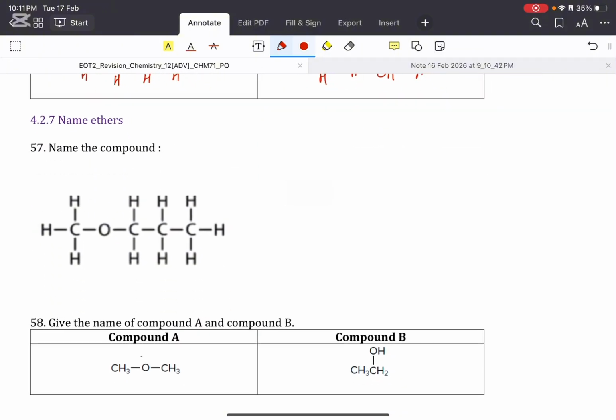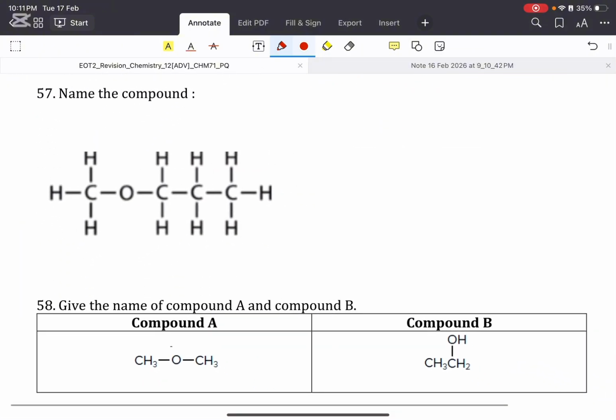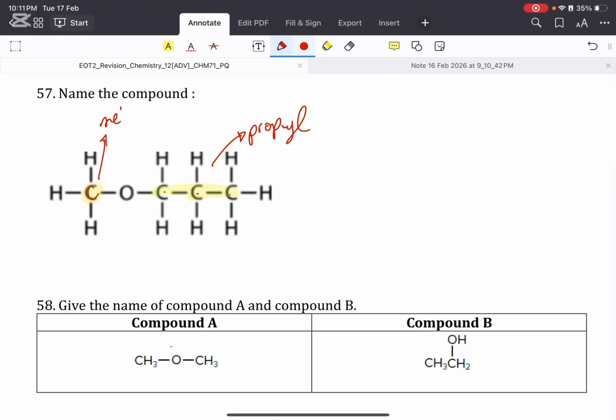Naming ethers. If I want to name an ether, I am going to follow the easy way, which is we deal with every side of the oxygen as a branch. So this one, 3 carbons, that is a propyl. And this one is 1 carbon, that is a methyl. Remember the termination of branches. Now, when I write them, I start with the one that comes first alphabetically. So methyl propyl, and I end it with ether.